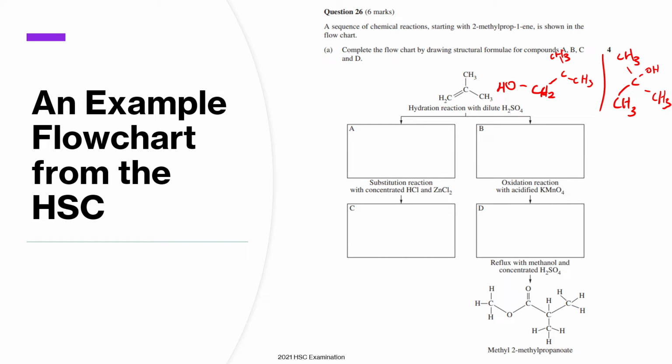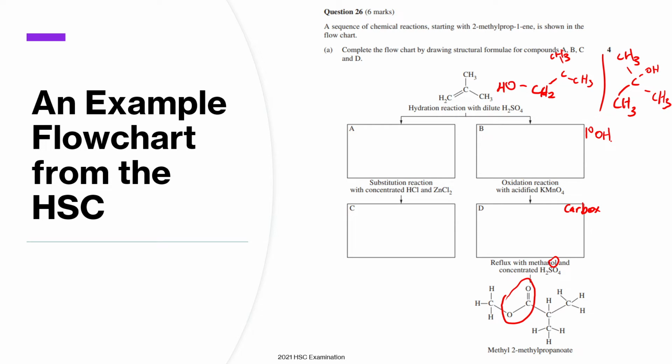So when we look at reaction D here and its final product, we see that D undergoes reflux with methanol and concentrated sulfuric acid and forms an ester. This group here is an ester. And we know in our esterification reaction, we react an alcohol and a carboxylic acid. So we know that D must be a carboxylic acid. And if D is a carboxylic acid, then the only way that it could exist is if B was a primary alcohol.